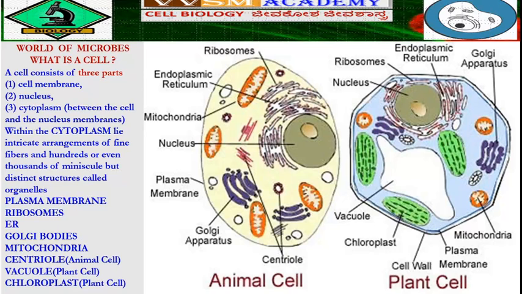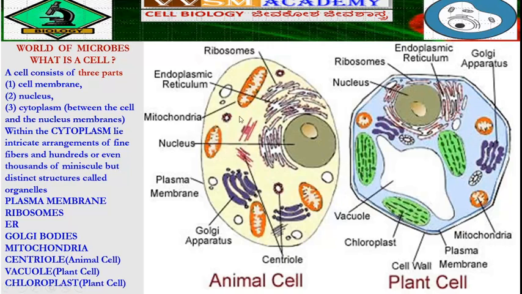What is cytoplasm? Cytoplasm lies between the cell and the nucleus membranes. Within the cytoplasm lie intricate arrangements of fine fibers and hundreds or even thousands of miniscule but distinct structures called organelles. My dear friends, these are the important organelles of the cell: plasma membrane, ribosomes, endoplasmic reticulum, Golgi bodies, mitochondria, centriole in the animal cell, vacuole in the plant cell, then chloroplast in the plant cell.